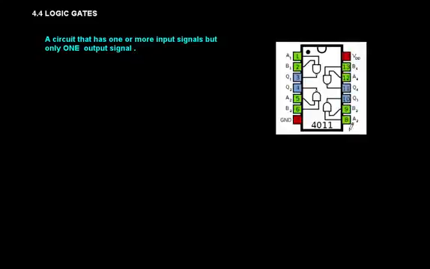4.4 Logic gates. What are logic gates? It's a circuit that has one or more input signals but only one output signal. This is an example of an integrated circuit with 4 logic gates. Each of them has 2 inputs here, terminal 5 and 6, and 1 output, terminal 4. So notice it can have one or more input signals but only one output signal.